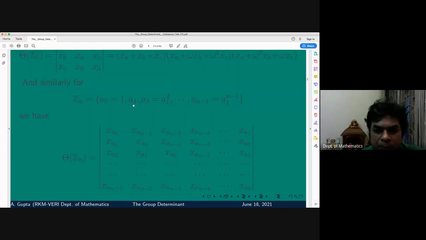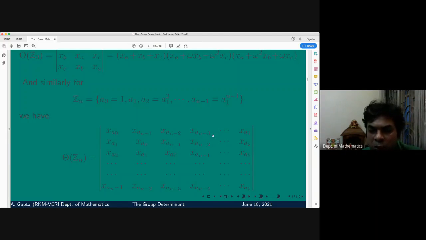And what is the 1, 2 entry? The 1, 2 entry is g1 g2 inverse. What is g1? It is a naught, and g2 is a1. So what is g1 g2 inverse? It is 1 times a1 inverse. a1 is chosen to be the generator of this cyclic group of order n. So a1 inverse will be equal to a1 to the n minus 1, and that is a n minus 1. Therefore, I get x of a n minus 1 here.